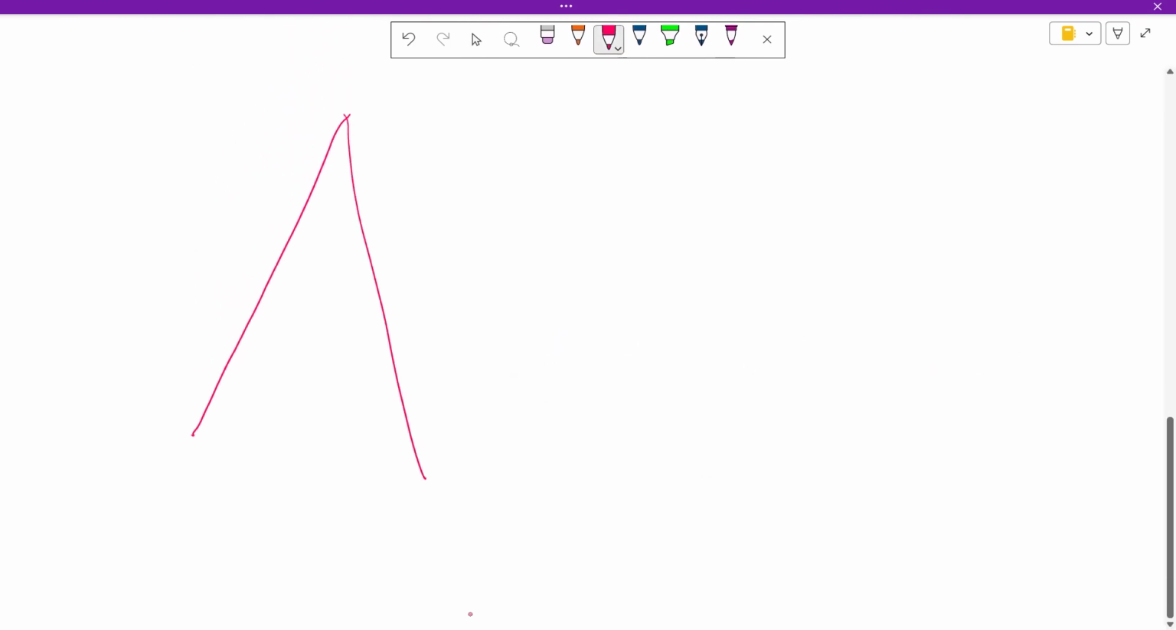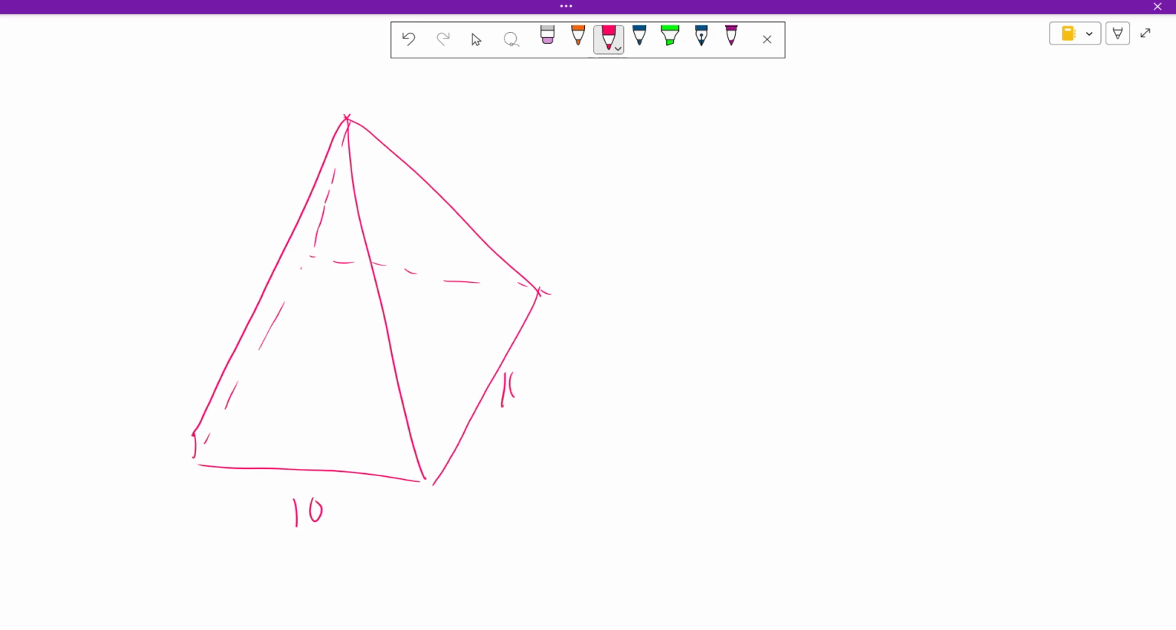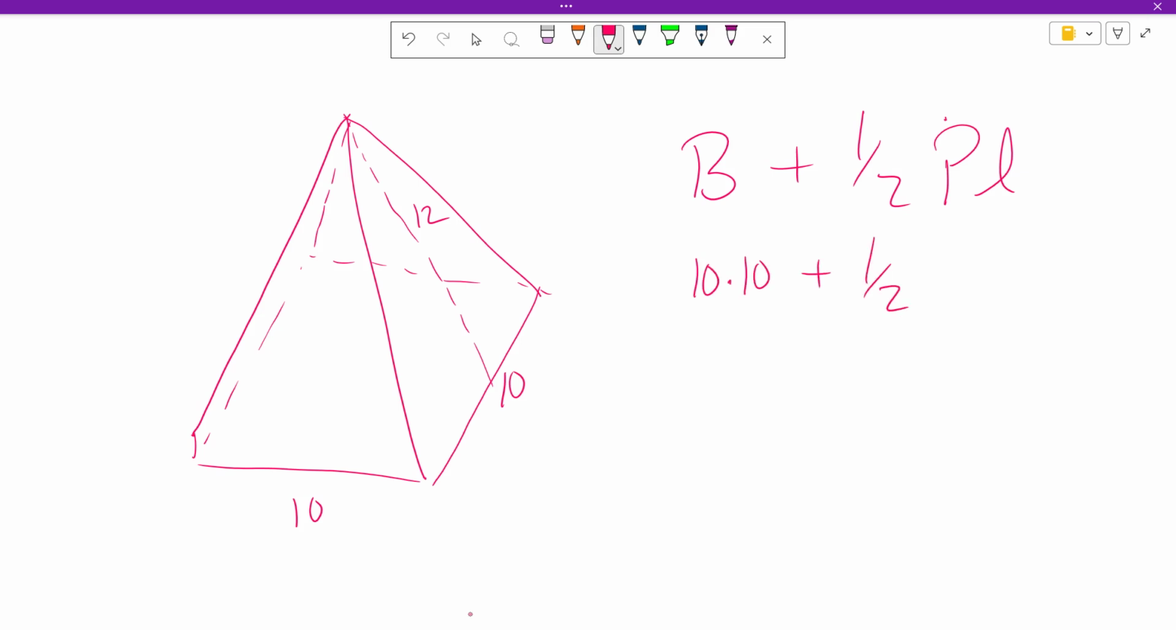The easier ones, I think, are with the square bases. Because to find the area of a square base is very simple. So the square base is 10 times 10. And the perimeter of the base is 40. The slant height is 12. So we just do the math. 100 plus 240 is 340.